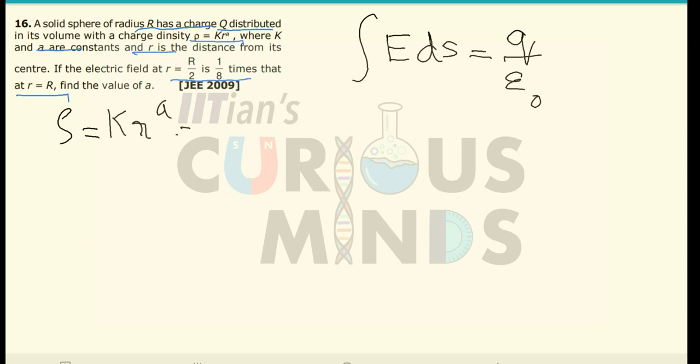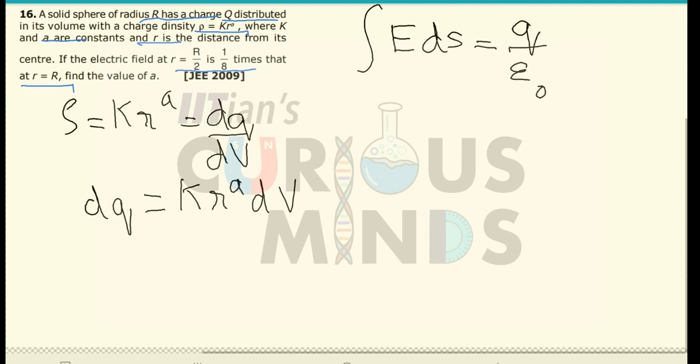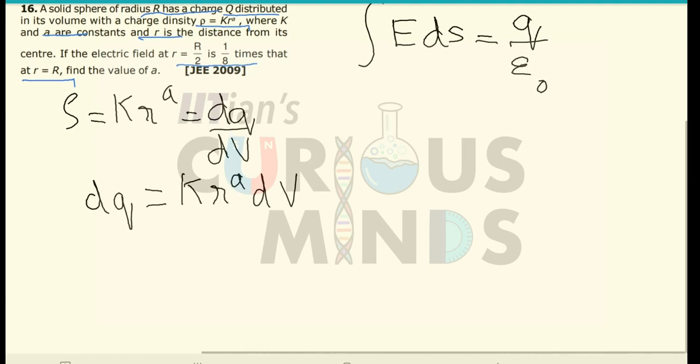This is the volume density, that is equal to dq divided by dv. So let us first find out the total charge enclosed in that surface. The charge enclosed will be dq equal to k r raised to a into dv. When I integrate both sides, first understand that r is the radius and the variable here is the volume.